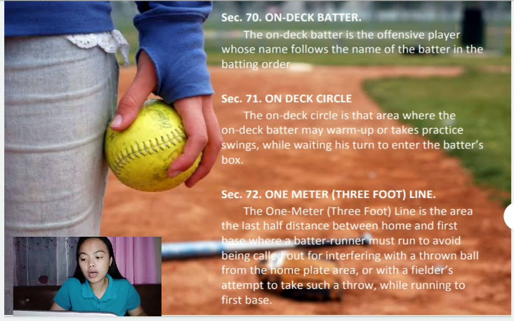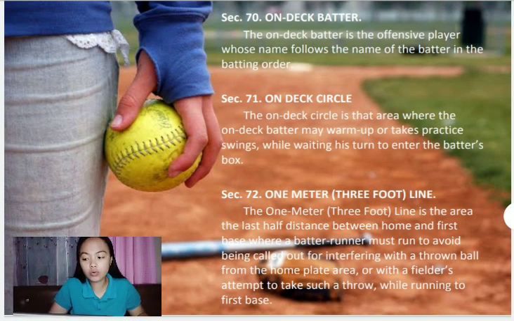Next is section 71, on-deck circle. Ang on-deck circle ay yung area kung saan the on-deck batter may warm up or take practice swings while waiting for the turn to enter the batter's box. So, yun yung area na pwede sila mag-practice, mag-warm up, bago or habang nag-aantay na siya na yung mag-bat.